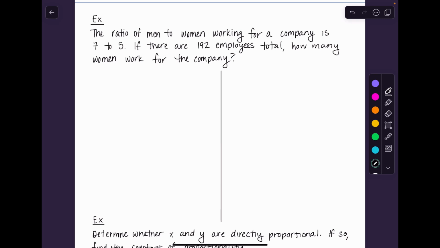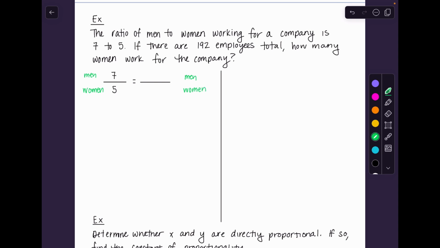So I'm going to set up a proportion because they give us a ratio of men to women, and remember, ratio is going to indicate a fraction. So the ratio of men to women is 7 to 5. So this is representing the number of men in the top because it's men to women. Okay. Which means then on this side, I should also stay consistent, men to women.